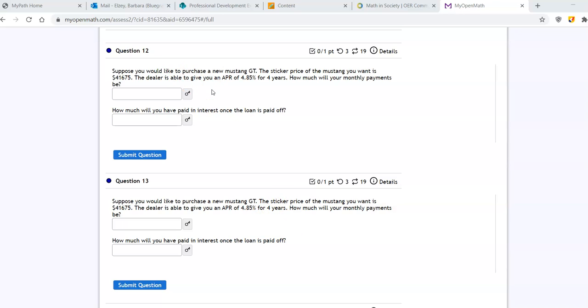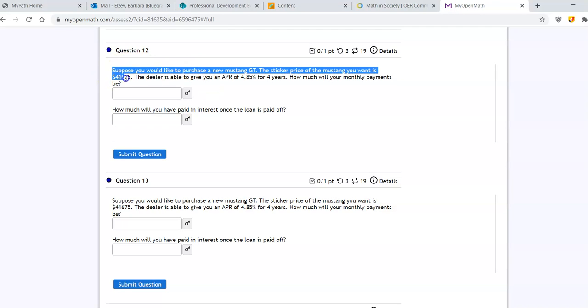So suppose you'd like to purchase a new Mustang GT. Sticker price of the Mustang you want is $41,675. The dealer is able to give you an APR of 4.85% for 4 years. How much will your monthly payments be? So we are taking a loan here. So first we want to figure out what our payments are, and then we're going to figure out how much we'll pay in interest once the loan is paid off.